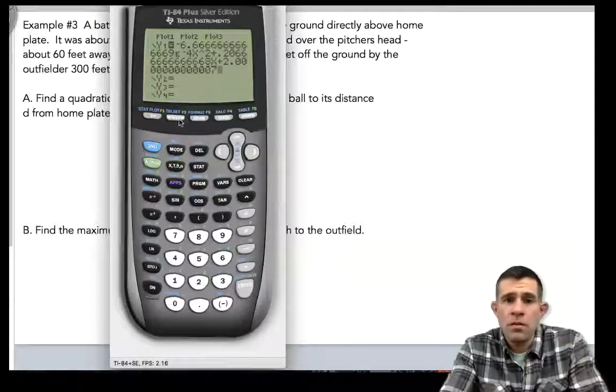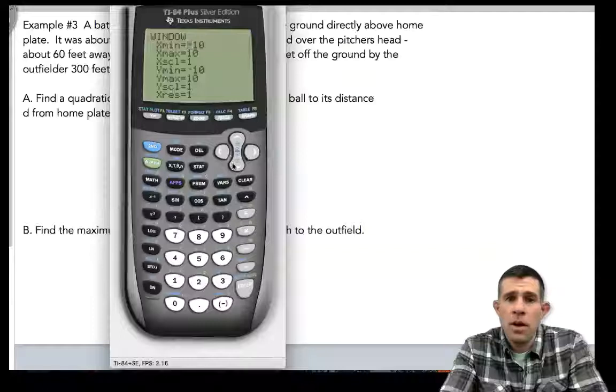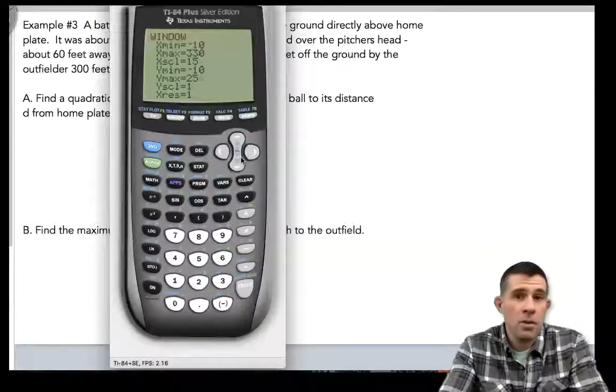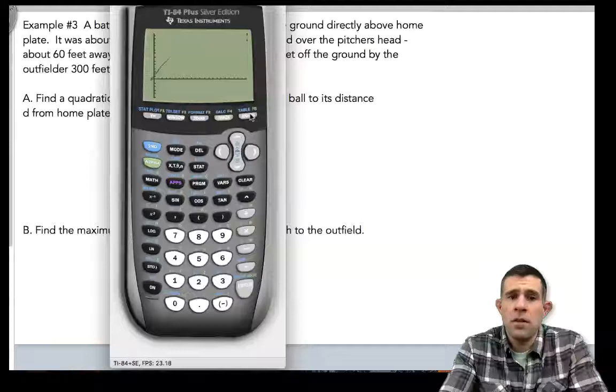Now, we're going to change our window here. So remember our x maximum was right around 300. So let's go ahead and make that 330. We'll make our x scale jump by 15s. And then our y max, let's just make it like 25. We're not really sure the maximum height of our ball, but we think 25 will be about good. And then we'll make our y scale jump by 2s. Okay, so let's take a look at the path of this ball up here into the outfield. There we go. It's a nice little curve.